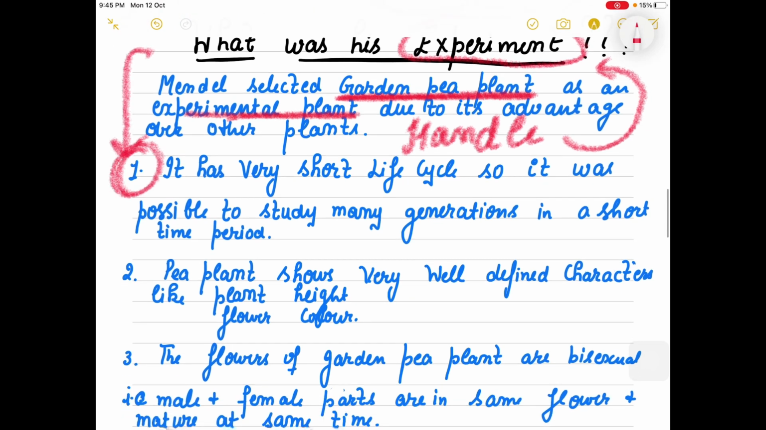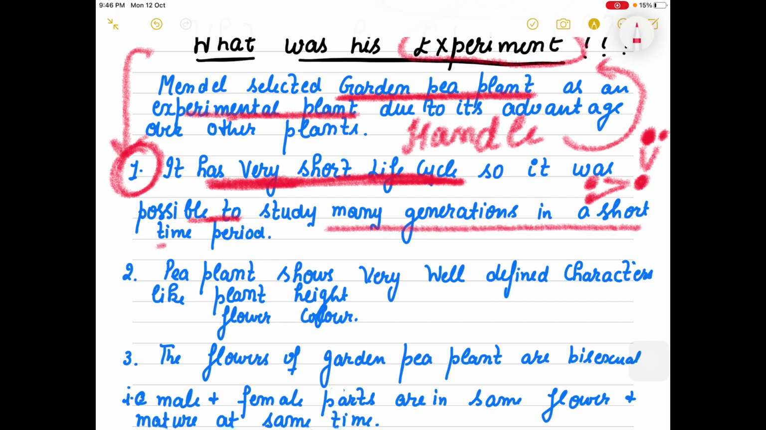The one very big advantage of using this plant is that it has a very short life cycle. Life cycle means that reproduction is completed very quickly. You don't need to wait for years. It hardly takes a few days or weeks. So you can imagine that if these are your parents, then after 1 week the next generation will be ready. So many generations in a very short time period can be studied.